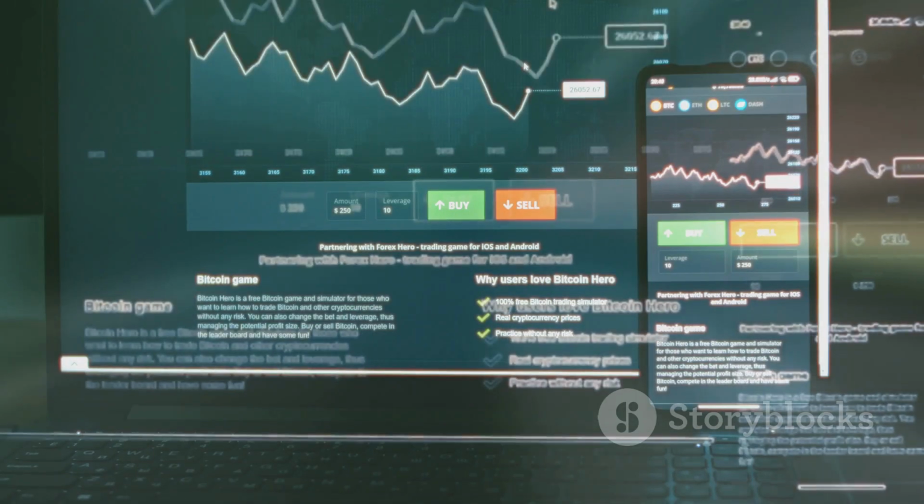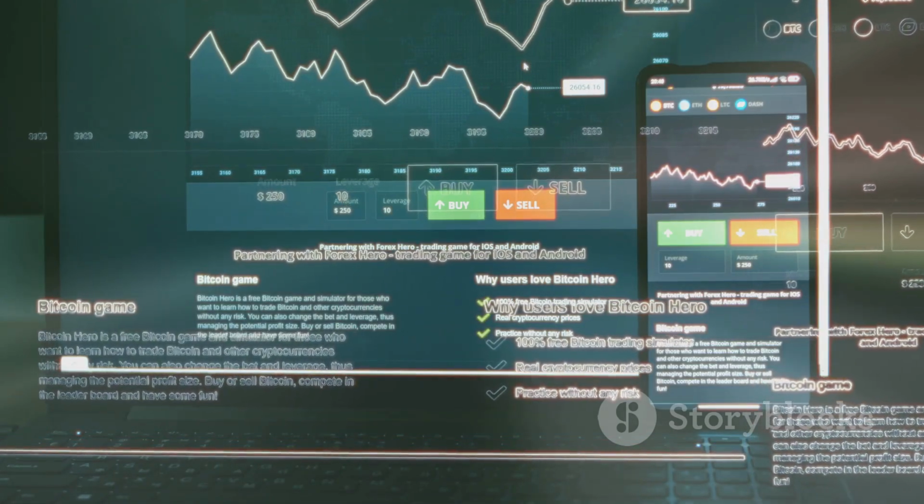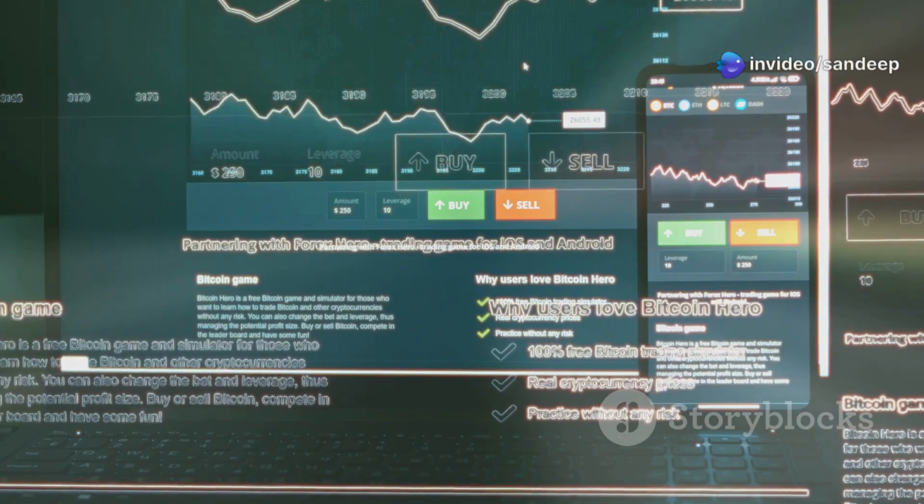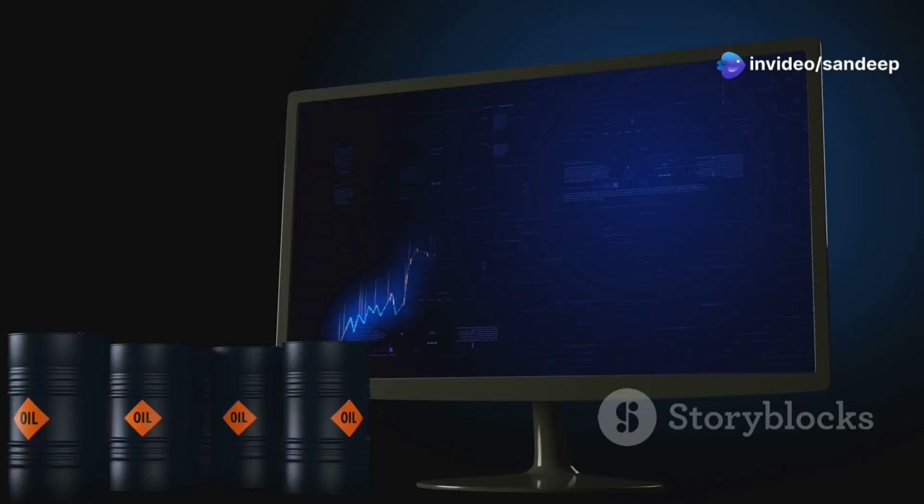When you see a clear uptrend, the general strategy is to look for opportunities to buy, especially during those temporary pullbacks or dips. The second type is the downtrend.